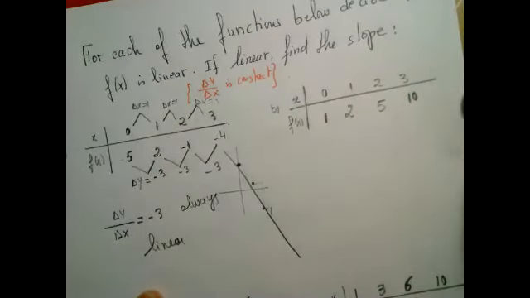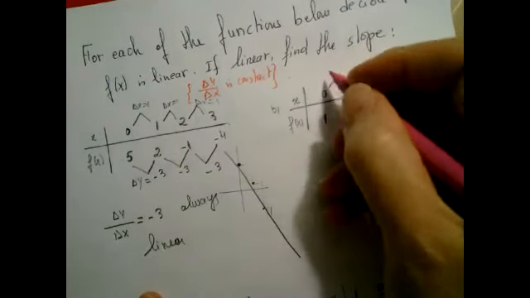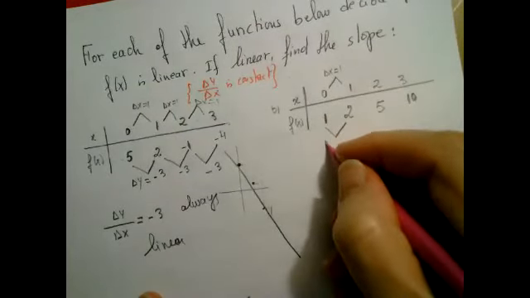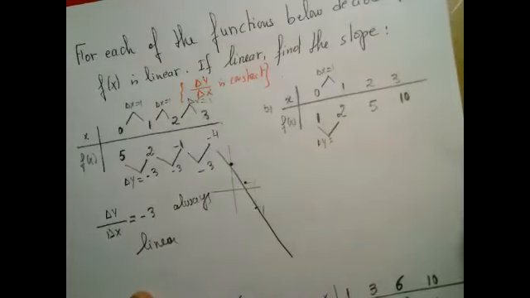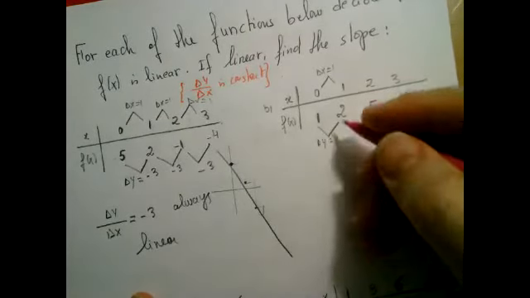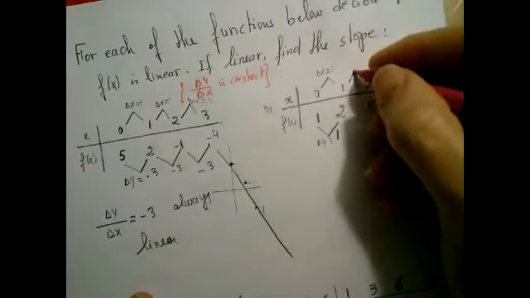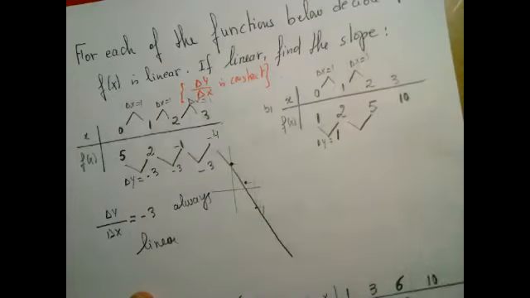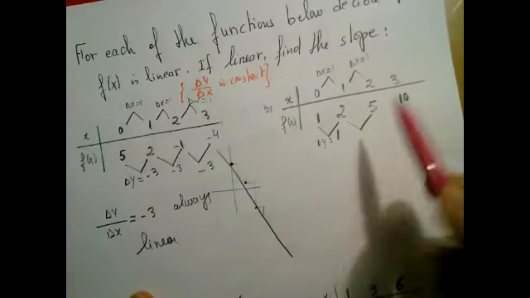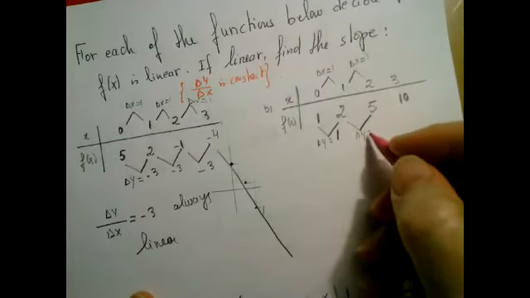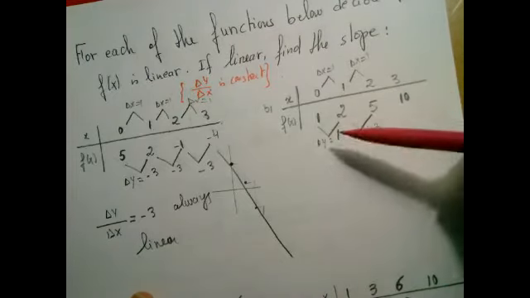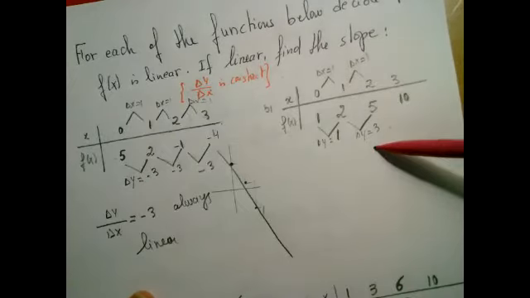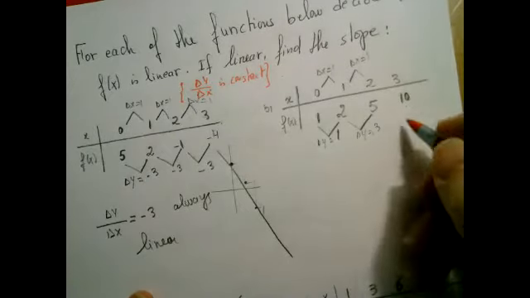How about this one here? Again, I'm letting x change by 1. By how much is y changing? From 1 to 2, it's increasing by 1. Now I'm letting x change another unit. What happened to y? It increased by 3 units. So delta y over delta x here is 1. Delta y over delta x here is equal to 3. That's definitely not linear.